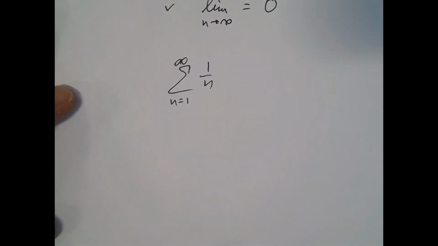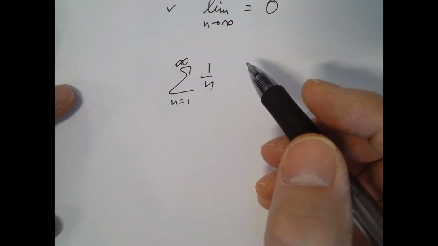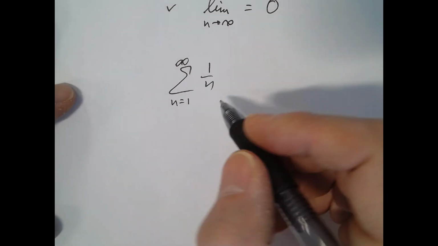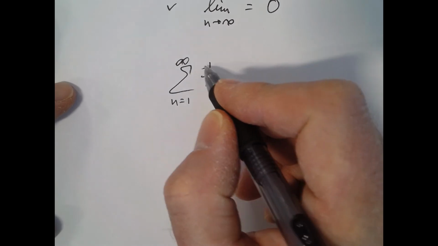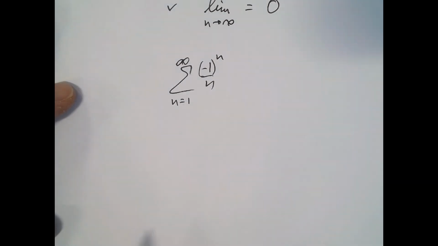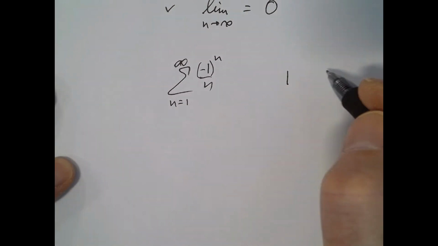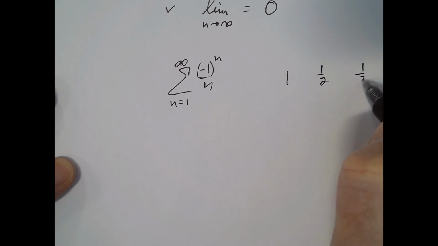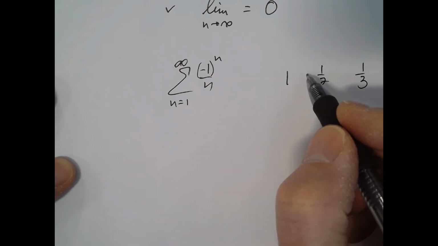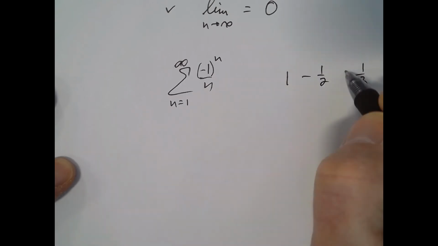Good for you. Okay, so this is the harmonic series. The alternating harmonic series would be -1 to the n over n. So it's the same thing, it just changes sign. So it's 1 over 1, 1 over 2, 1 over 3, but alternating would be plus, minus, and so on.